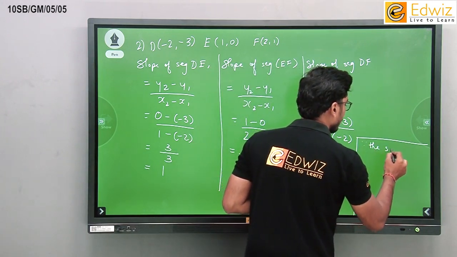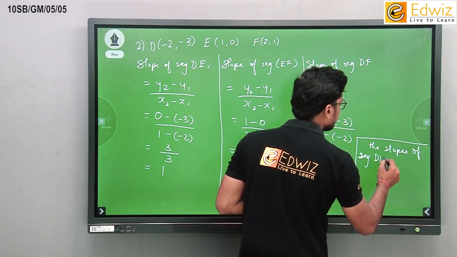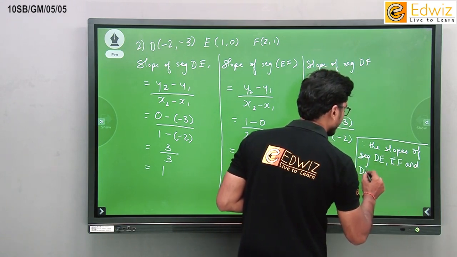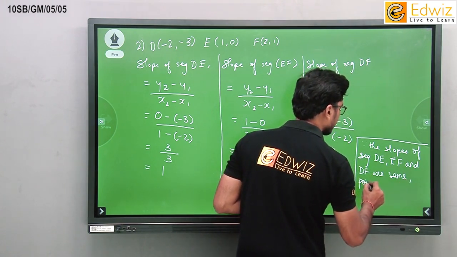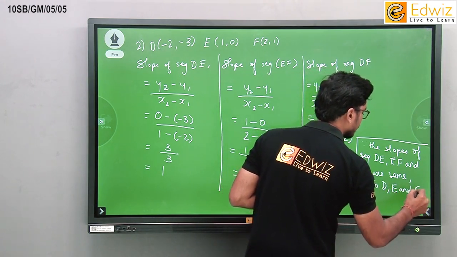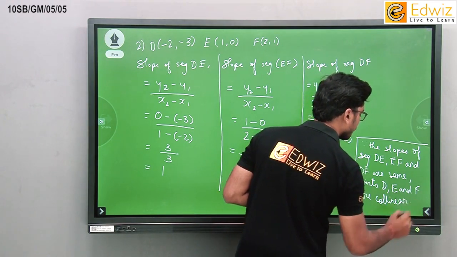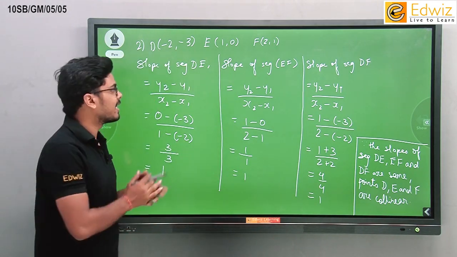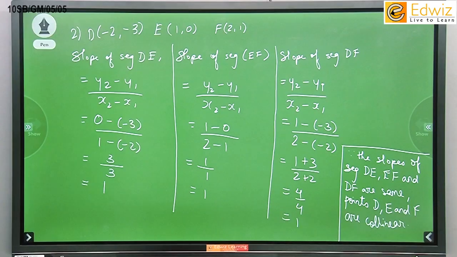Since the slopes of segments DE, EF and DF are same, points D, E and F are collinear. Okay, so same solution, slopes are same, points are collinear. I'll wait for you to finish this. I'll give you 30 seconds, then we'll move on to the next question.